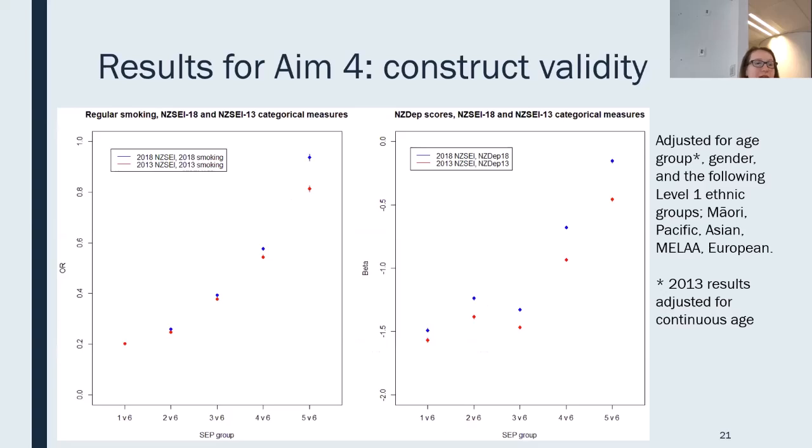So lastly, we have the results for AIM 4, which was to check that the 2018 NZSEI has construct validity. Here we have plots of the regression coefficients for the 6 group categorical measure of the NZSEI with smoking and NZ deprivation respectively. These coefficients are presented in relation to the lowest socioeconomic group. Here we can see that the 2018 NZSEI seems to be related to both regular smoking and NZ deprivation after adjusting for age, sex, and level 1 ethnic group, with a particularly clear gradient for regular smoking. The relationship appears to be a bit weaker for 2018 than for 2013 for the 6 group categorical version, although they were slightly stronger for the continuous measures.